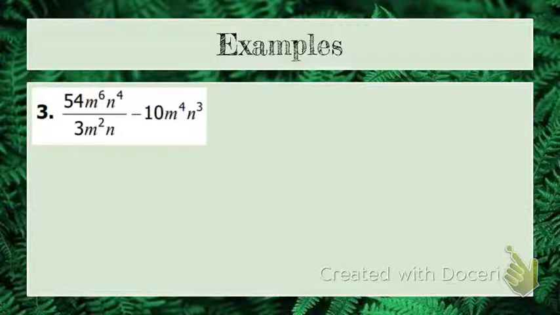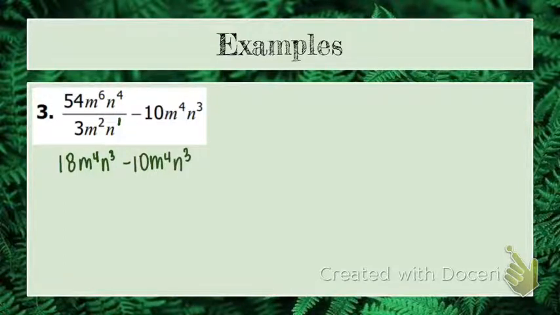It's got some quotients on it, some division. The first thing we want to do is simplify this fraction. So again, we're just kind of taking it piece by piece. 54 divided by 3 is 18. m to the 6th divided by m squared. Remember, we subtract the exponents. That's going to give us m to the 4th. And then n to the 4th divided by n. Anytime there's no exponent, we assume it's a 1. It is understood to be 1. So 4 minus 1 is 3, so that means we have n cubed. And then we have minus 10m to the 4th n cubed.